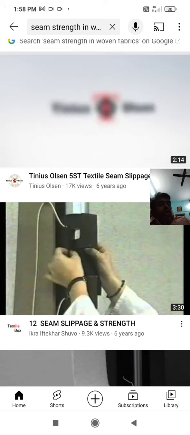Dear students, we have completed seam strength in woven fabrics. So what have we studied in seam strength of woven fabric? Can some of you tell? Please write down assignments without listening again to the class. If you have listened once, then write down what are the important points. Something like that.